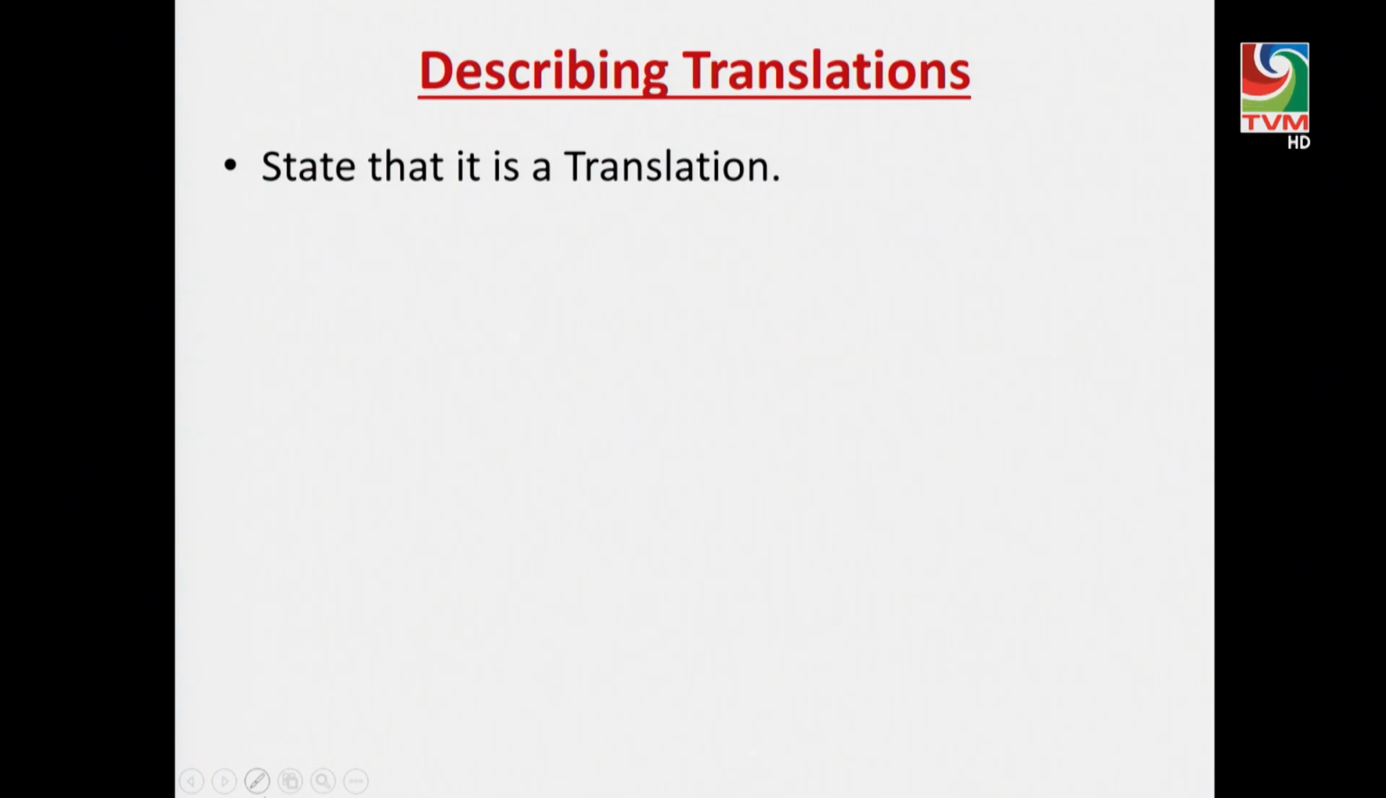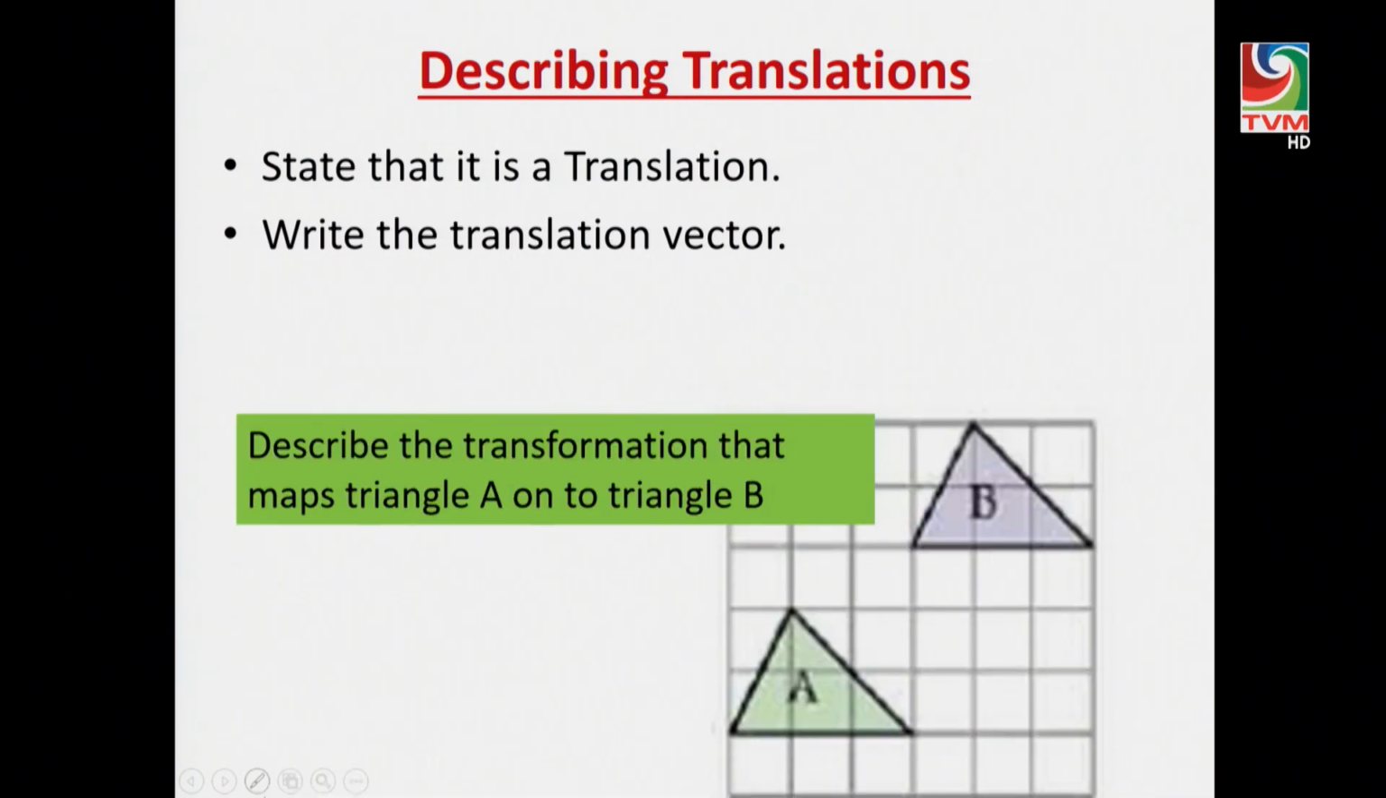Okay, that was all about drawing translations. Now the next part is how to describe a translation. To describe a translation, we have to write 2 points. As the first point, you just have to state that it is a translation, and for the second point you have to write the translation vector, that is the movement the object has gone through, whether the object has moved right, left, up or down.